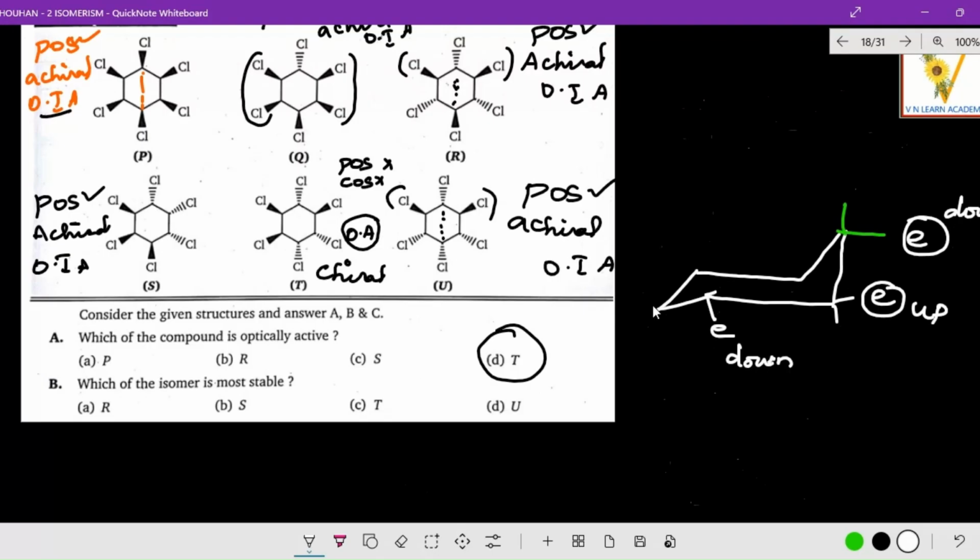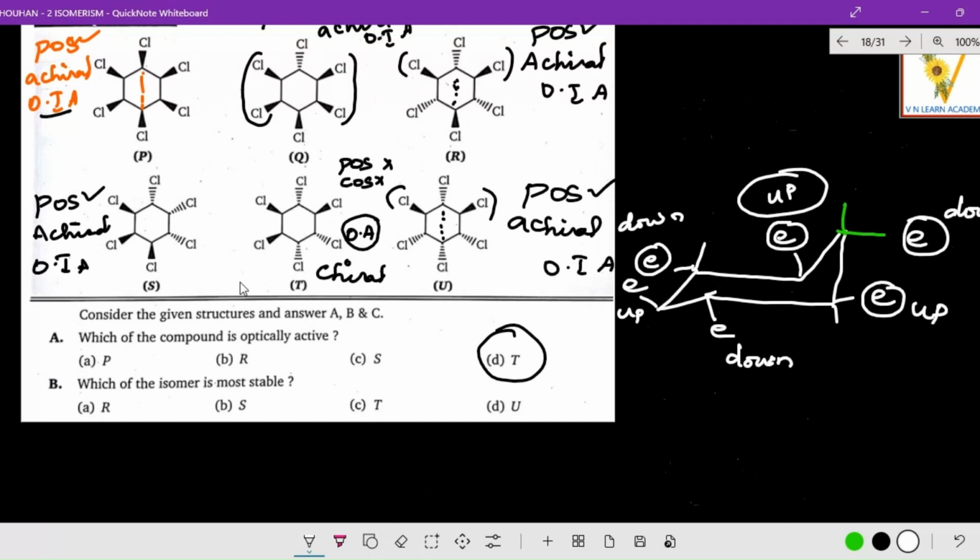And the next one, upwards, is equatorial. The same way, this point up means this point down. This is axial and this is equatorial, right? So here down, up, down, up, down, up. It is alternating, and that is how we identify the most stable conformer.